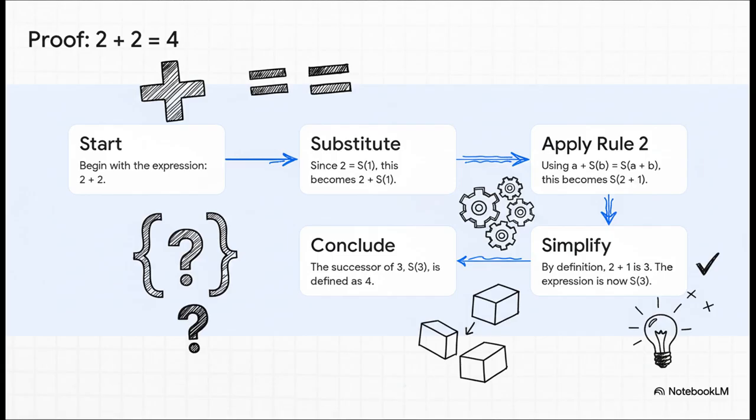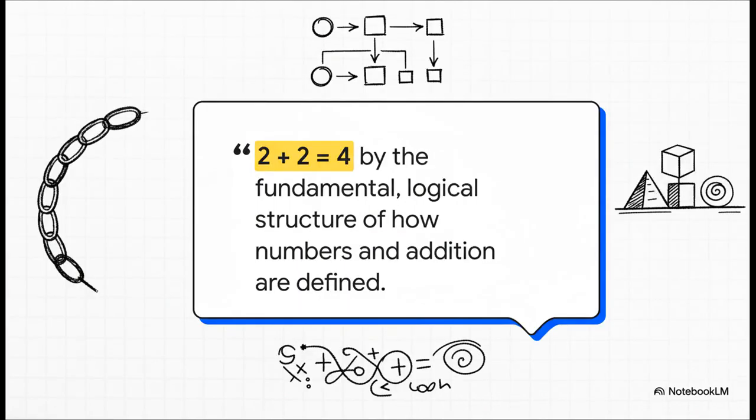Now, what's inside those parentheses? Well, we know that 2 plus 1 is just the definition of the number 3. So the whole thing becomes S of 3. And what is the successor of 3? By definition, it's 4. Boom, done. And there you have it. We didn't need to count a single thing. We just used our starting definitions and our rules, and we followed the chain of logic. The answer isn't just a fact we memorized. It's a necessary conclusion based on the very system we built.